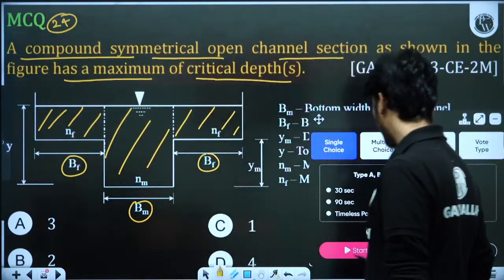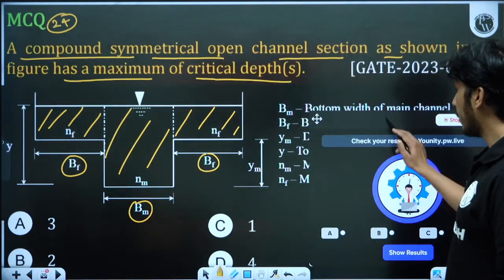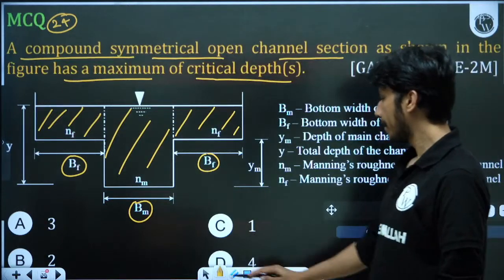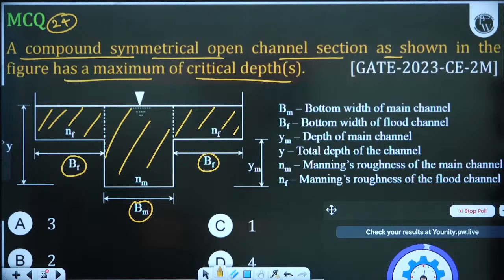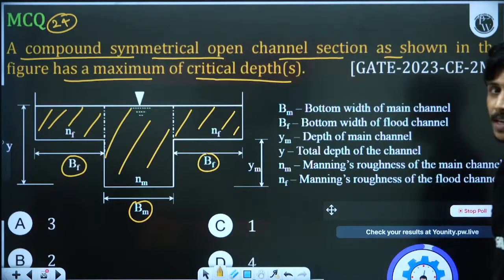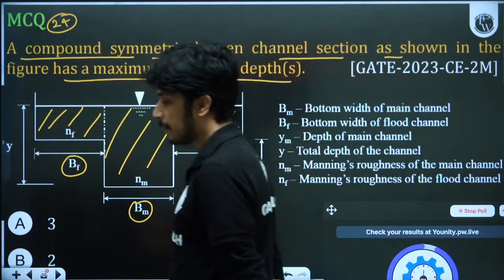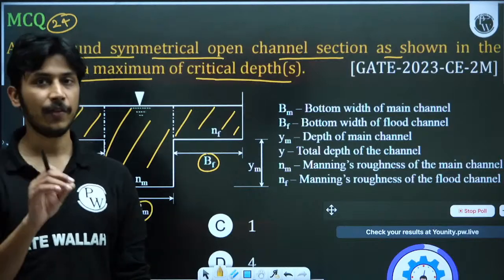0.62. Now let's create a poll for this question. 150 seconds I am giving you for the poll. Now tell me the answer. Maximum critical depth it is asking, okay? Maximum critical depth. Y bar is the center of the area of the flow.